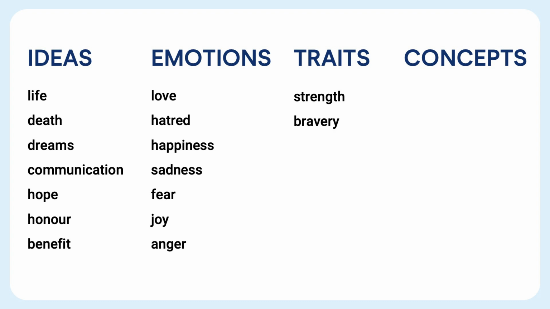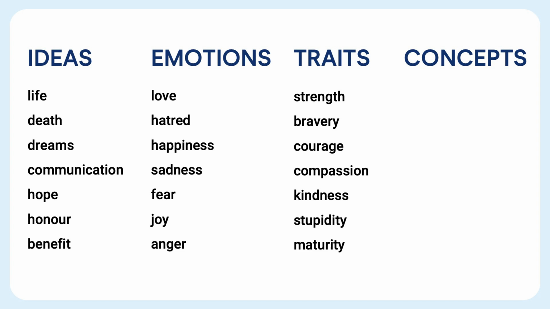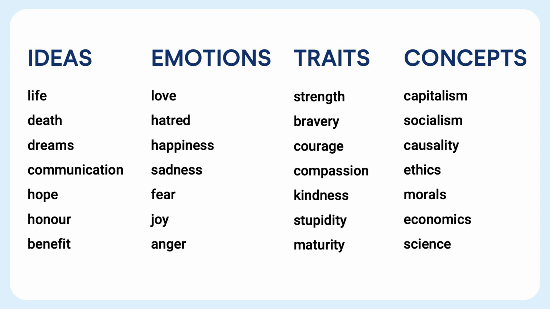Strength, bravery, courage, compassion, kindness, stupidity, maturity. These are all traits. These are nouns and they're abstract nouns. What about concepts like capitalism, socialism, causality, ethics, morals, economics, and science? These are also abstract nouns.